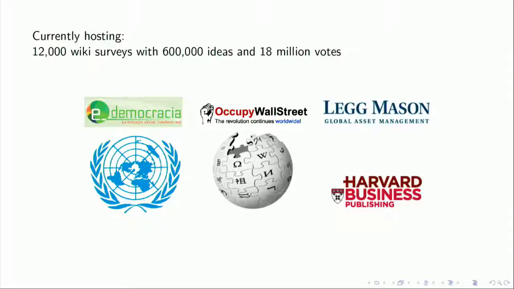So we're currently hosting about 12,000 wiki surveys with about 18 million votes. We've had users from governments, so the House of Representatives in Brazil and the UN. We've had different social movements participate. Different companies have used it as well.